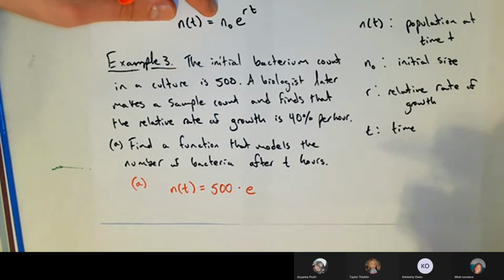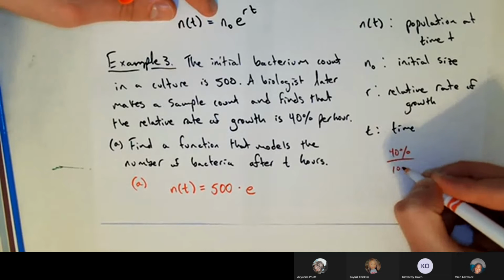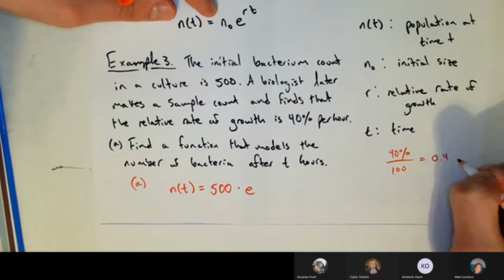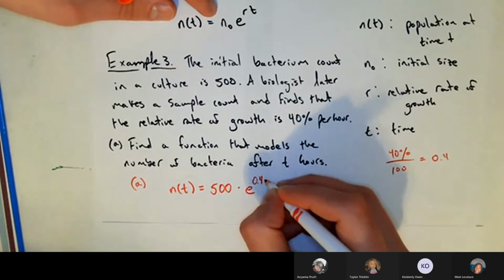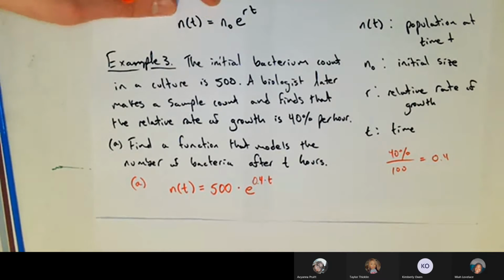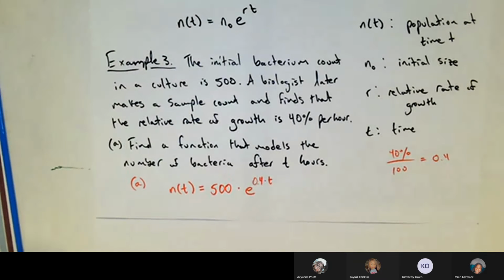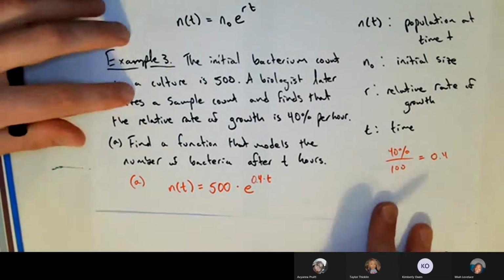It should be a decimal, so you just take 40%. Remember, to get a percent as a decimal, you just divide it by 100. So 0.40, or just 0.4, and then times T. So that's 0.4, so 4/10 times T. And that's it for part A. Just plugging in those pieces in the appropriate spot.